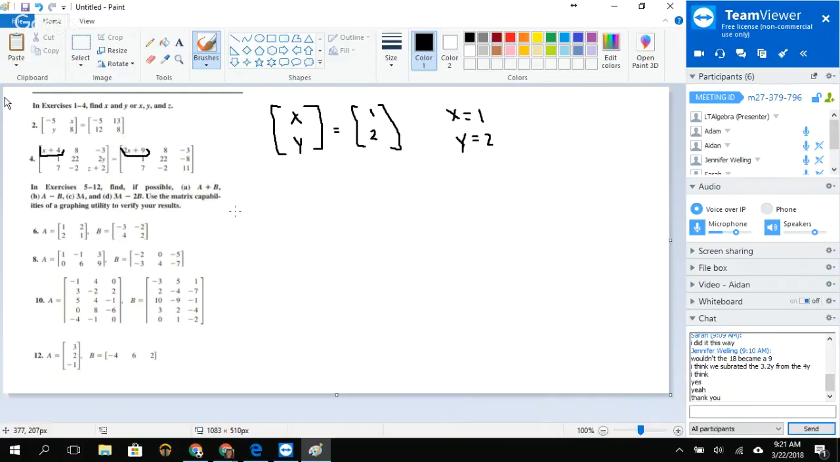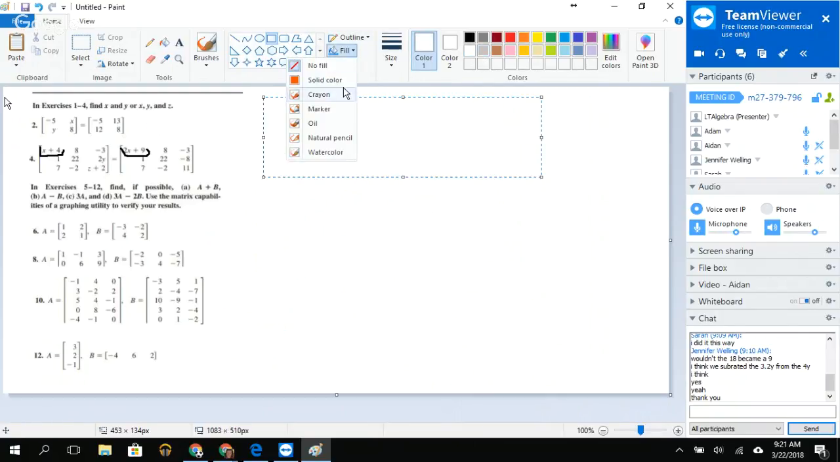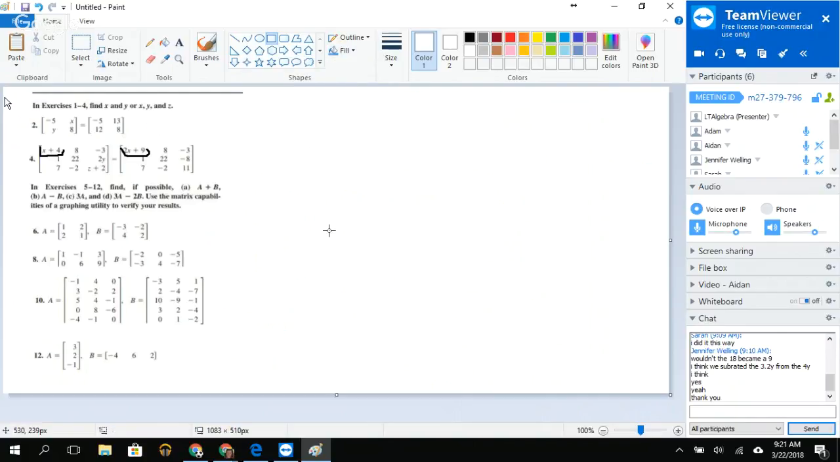Then we're going to talk about adding matrices, subtracting matrices, and multiplying by a scalar and what that means. Okay, so that's the next jump: adding, subtracting, and multiplying by a scalar.